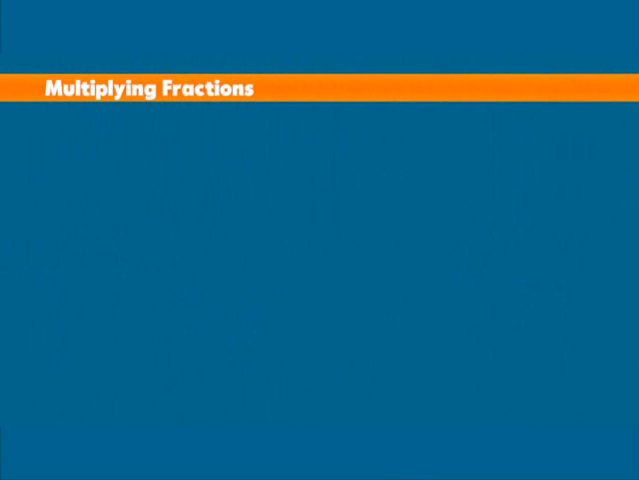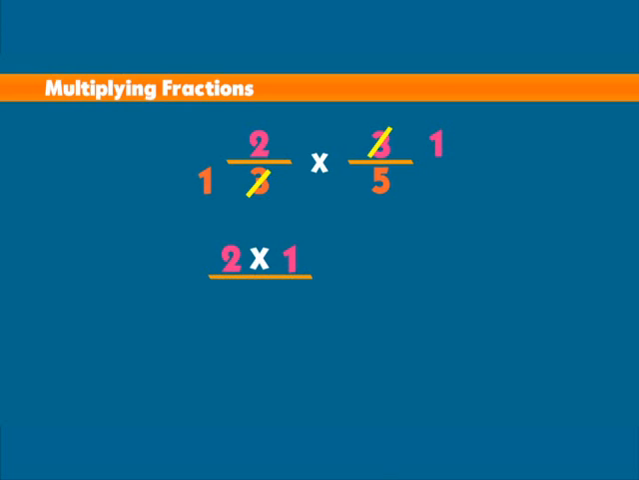2 over 3 times 3 over 5. We will just multiply straight across. But before we do that, we can cancel the 3's out because they have a factor in common. Now, when we multiply, 2 times 1 is 2, and 1 times 5 is 5. So our final answer is 2/5.